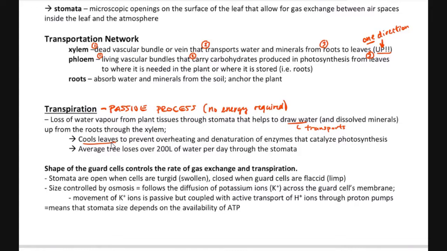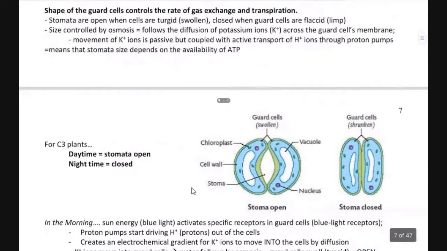Now again, we mentioned these guard cells. And guard cells are the ones that are controlling how fast the plant can exchange its gases, so bringing carbon dioxide in and losing oxygen out, and transpiration, which is losing that water vapor. Let me show you the picture of it. It's nicer if you can look at it at the same time.